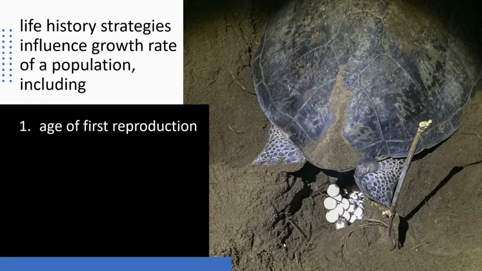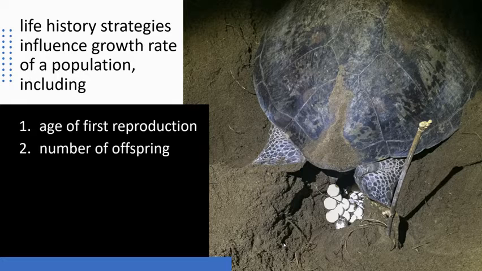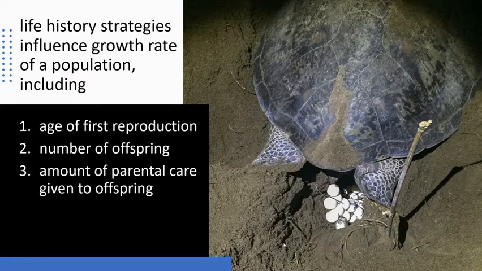And this is influenced through age of first reproduction. Species that reproduce at younger ages, their populations tend to grow faster, whereas species that reproduce at higher ages tend to grow slower. The number of offspring they have, right? If you have more offspring, then your population is usually going to grow faster. Fewer offspring, your population will grow slower. And the amount of parental care given to offspring, right? A dandelion tries to reproduce, there's no parental care. But if a human reproduces, then there's lots of parental care.